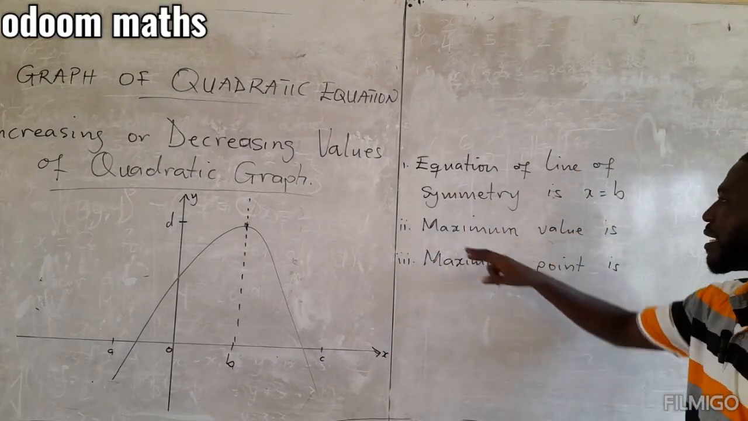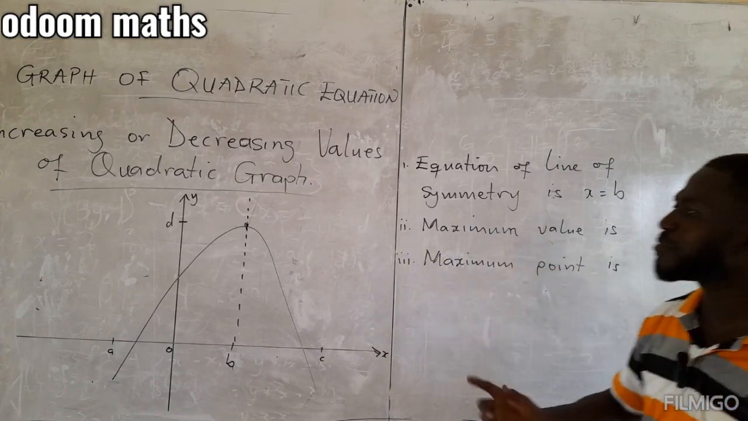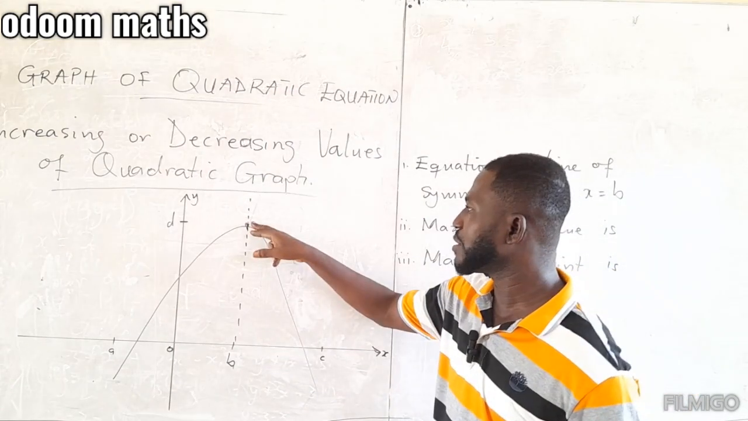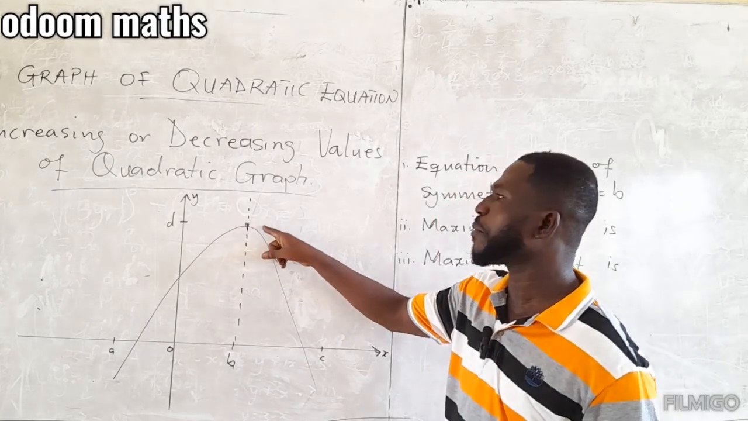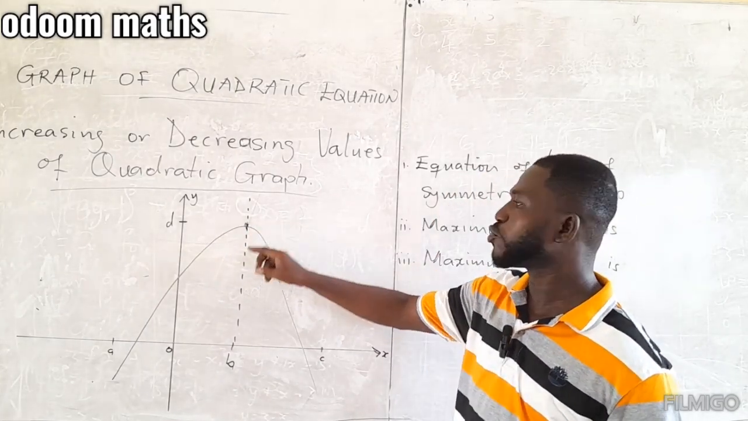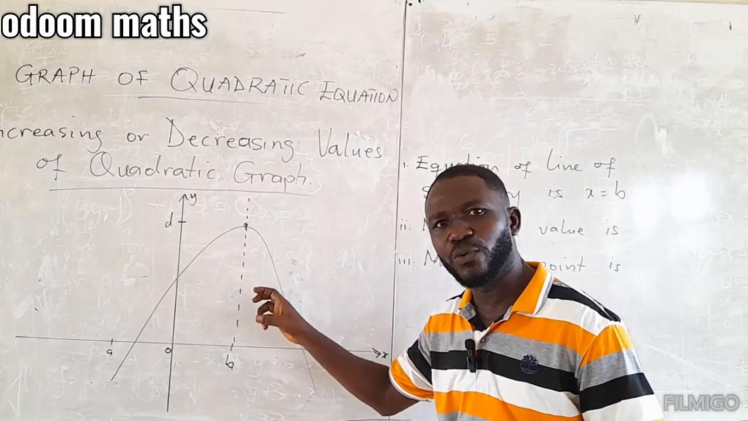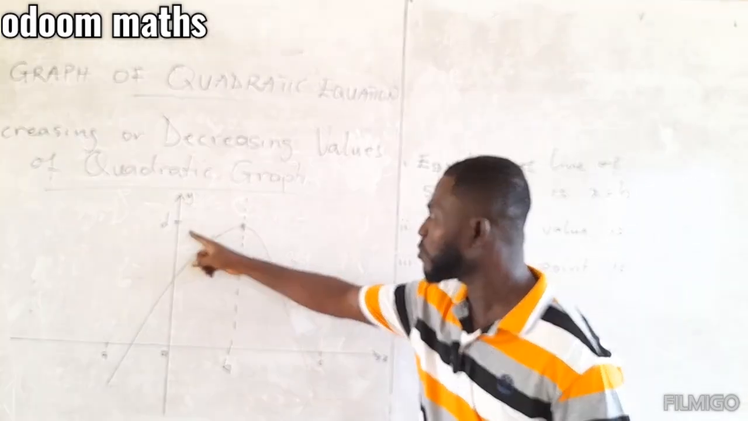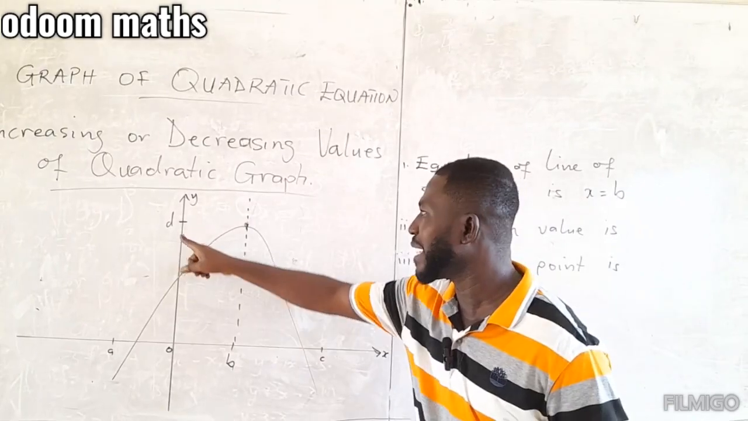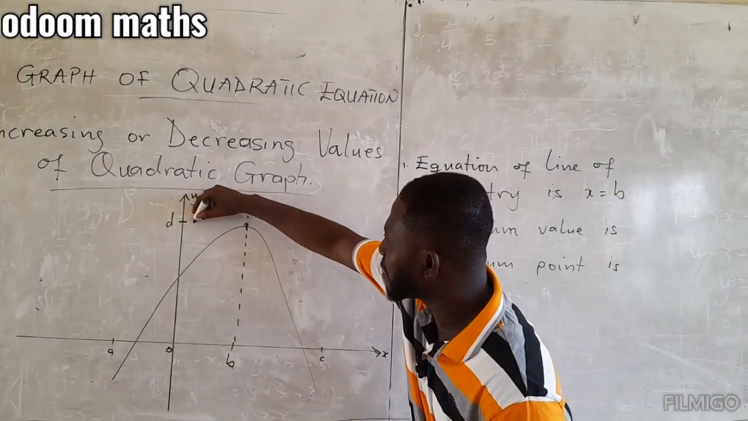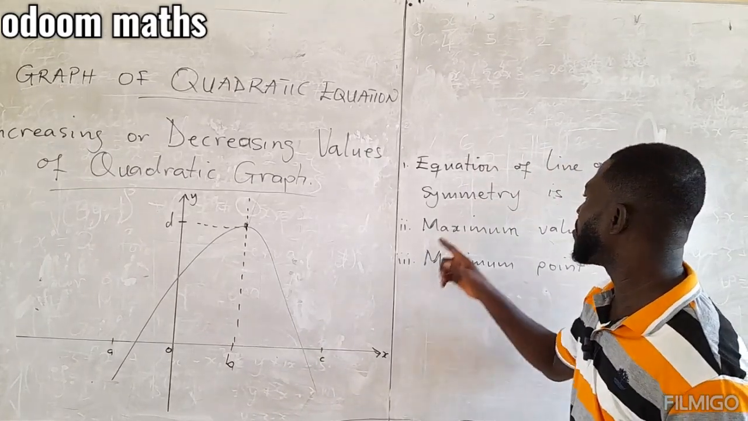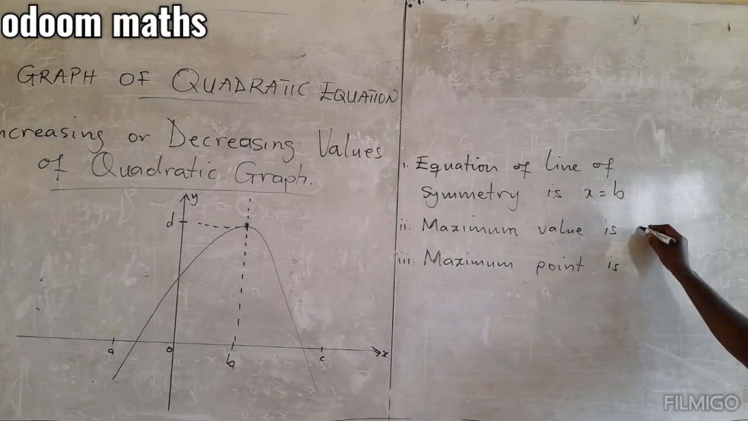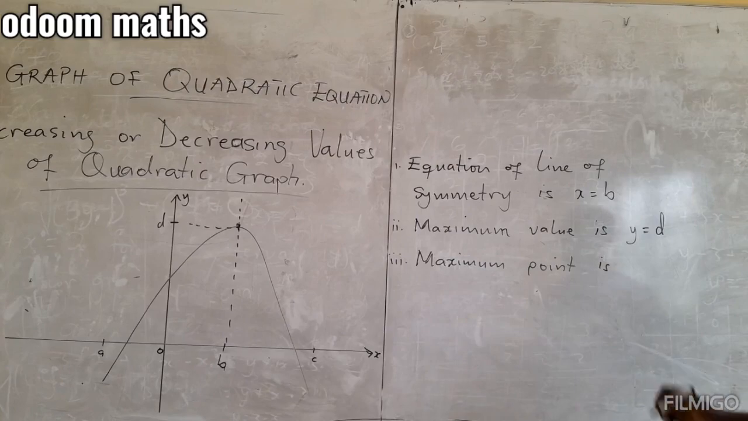Then maximum value. The moment you are here, you can touch God. So when you are here, then you are at the maximum point of the graph. The maximum value talks about the y value on the graph. So at that point, what is the y value? That is d, because we can all see that this links to the point. So the maximum value is y equals d.